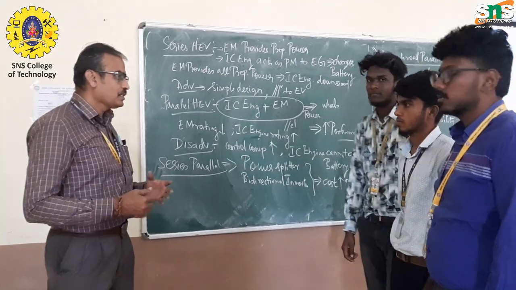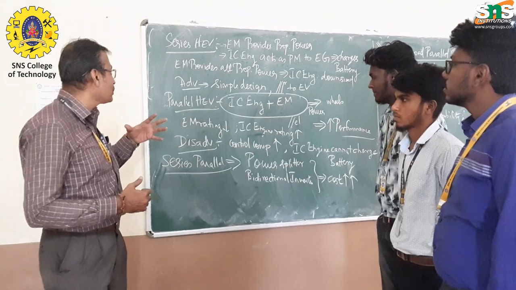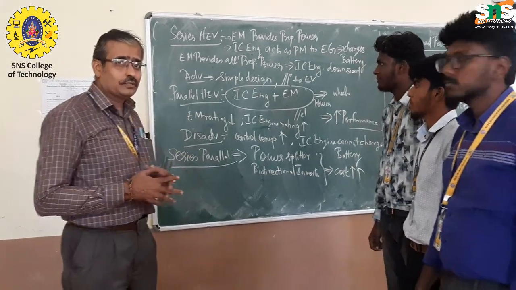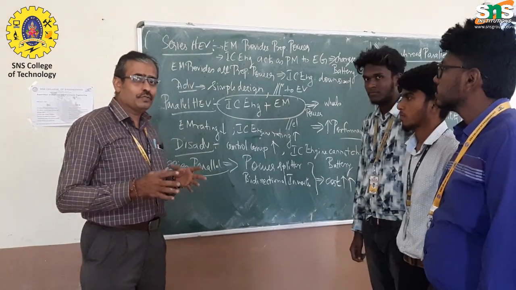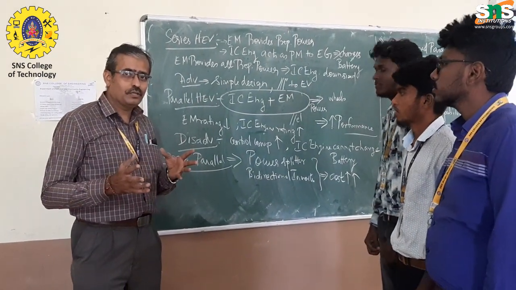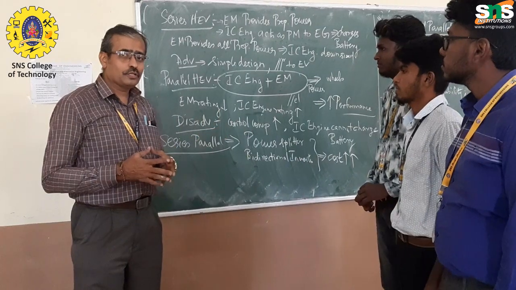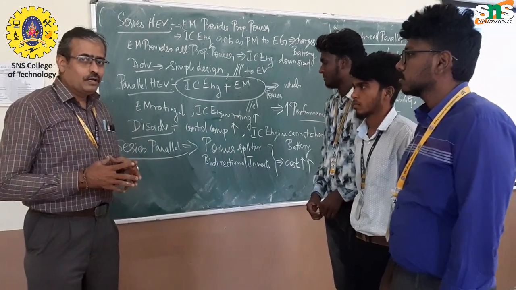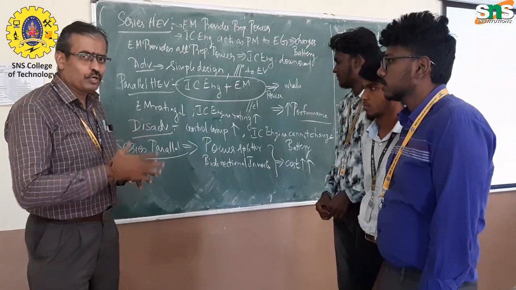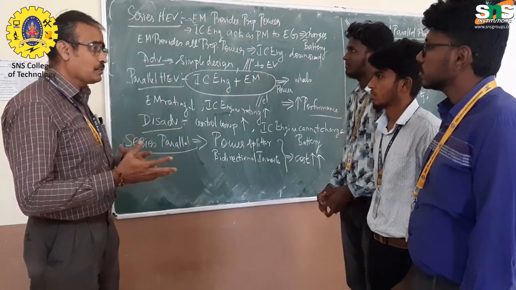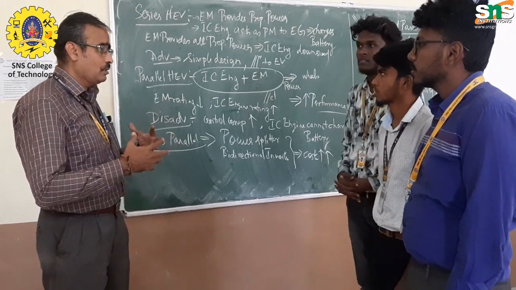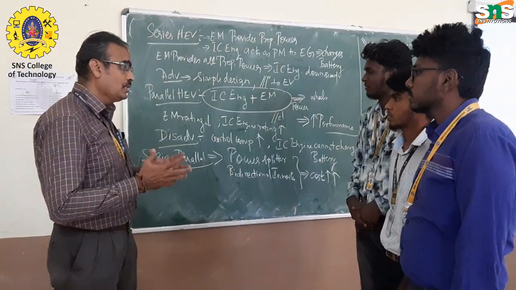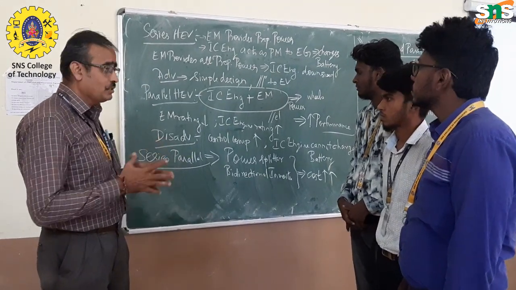In this video, we will be discussing the pros and cons of different types of HCD architectures. As you all know, there are three types of architecture: series HCD, parallel HCD, and series parallel HCD. Now our students are going to present the pros and cons and how each operates. Can you tell me how the series HCD operates and what are the advantages?